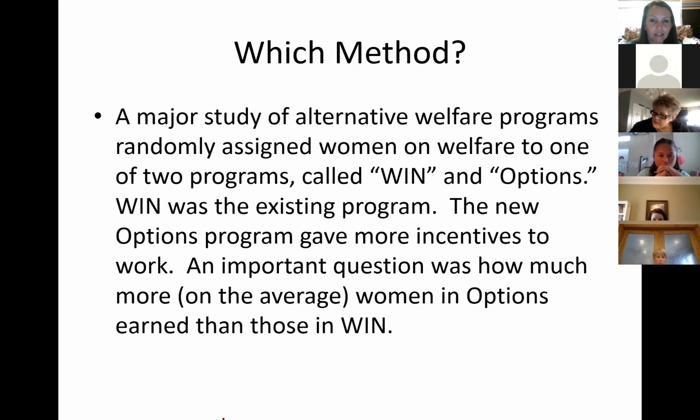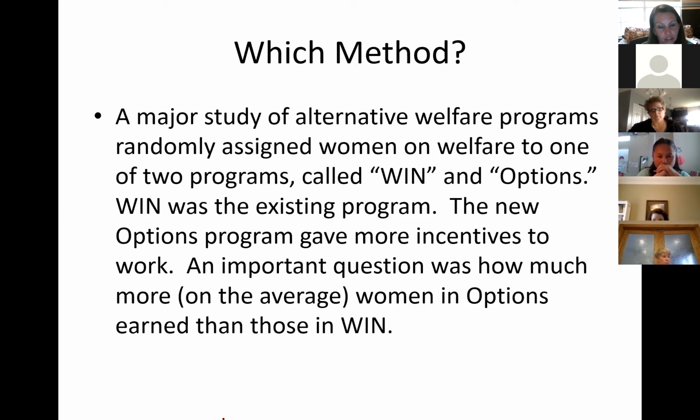All right, so let's do some examples, see what we can discern here. So first example, a major study of alternative welfare programs randomly assigned women on welfare to one of two programs called WIN and Options. WIN was the existing program. The new Options program gave more incentives to work. An important question was how much more on the average women in Options earned than those in WIN.